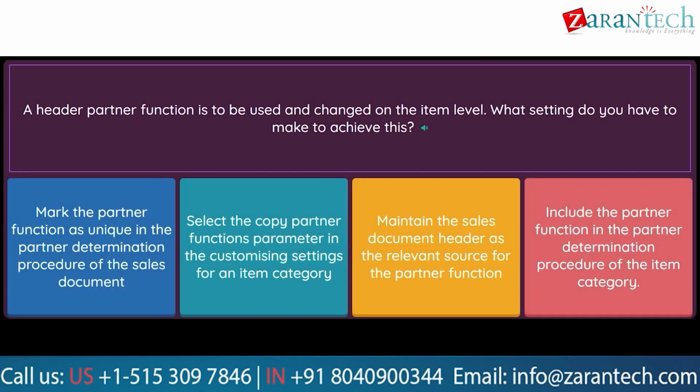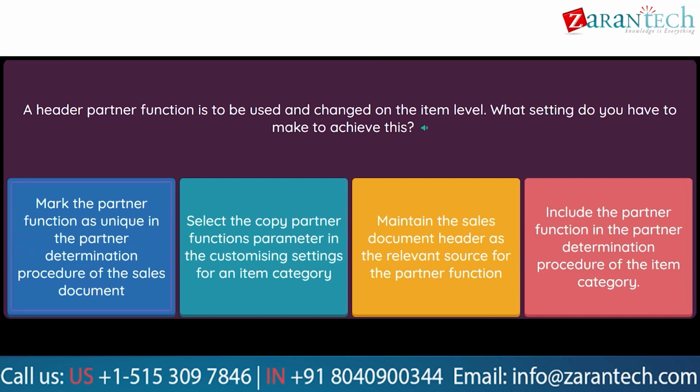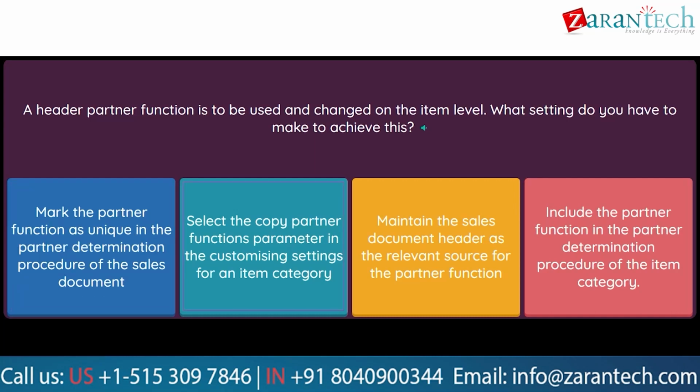Question: a header partner function is to be used and changed on the item level. What setting do you have to make to achieve this? Option 1 Mark the partner function as unique in the partner determination procedure of the sales document. Option 2 Select the copy partner functions parameter in the customizing settings for an item category. Option 3 Maintain the sales document header as the relevant source for the partner function. Option 4 Include the partner function in the partner determination procedure of the item category.